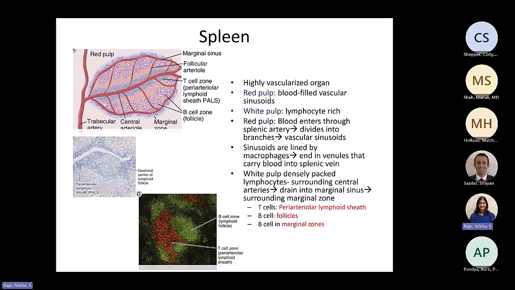All right, so that was the information about lymph nodes. I have a few more slides that I want to go through, but I want to stop here because that is a lot of information. Questions about any cells or the lymphoid tissues we just talked about?